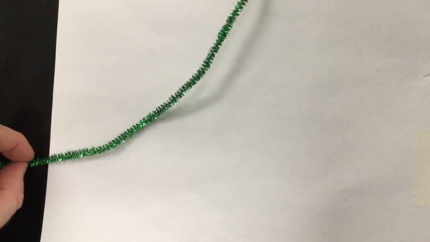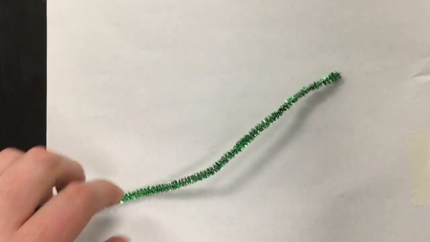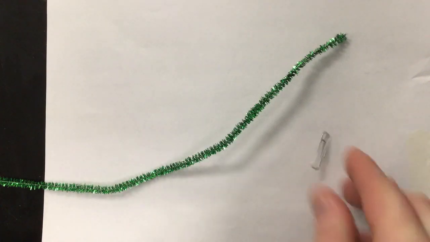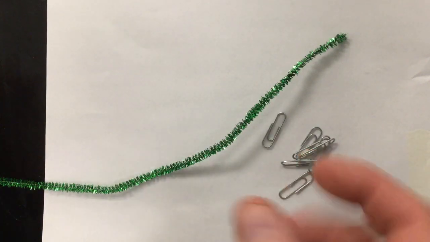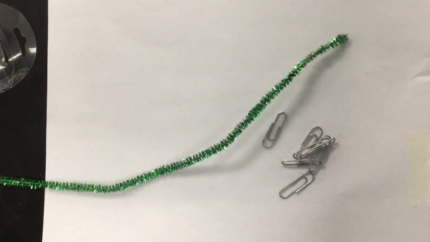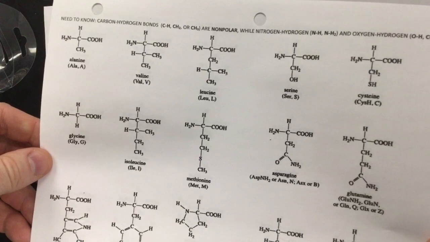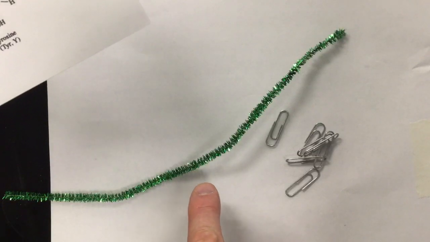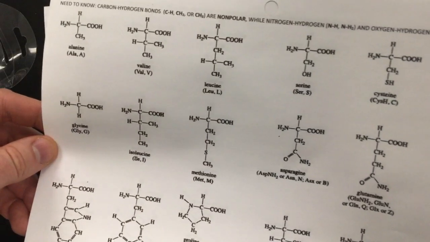What you should have with you, or should be able to attain: I have this pipe cleaner, these paper clips to attach papers, and several sheets of paper that show all of the amino acids.